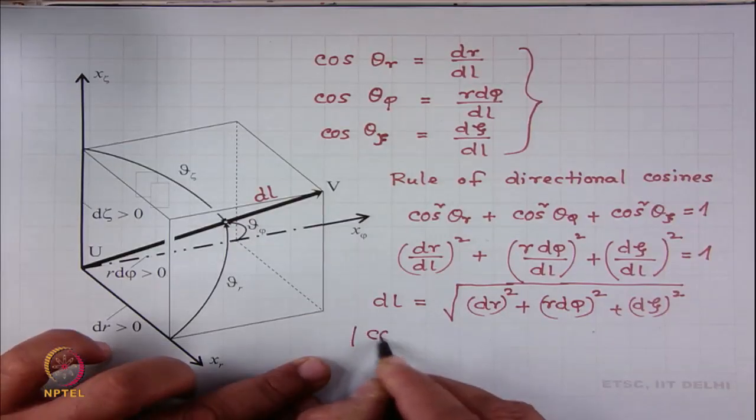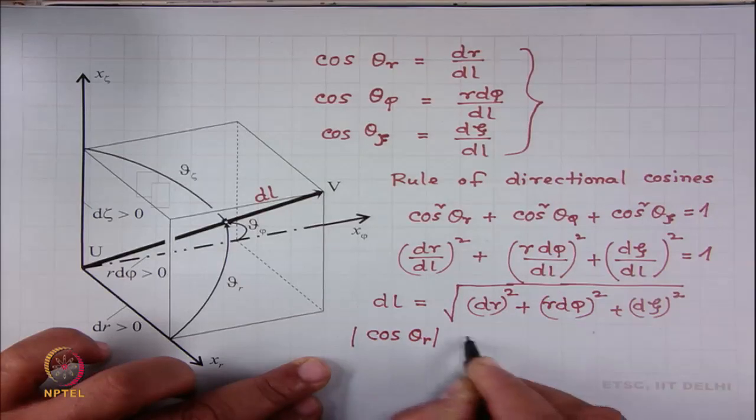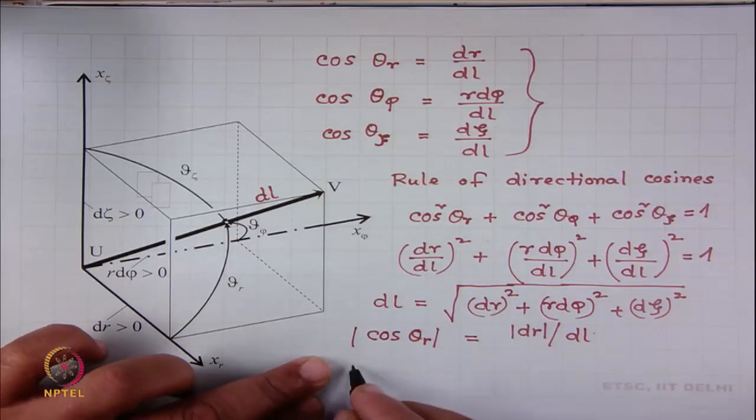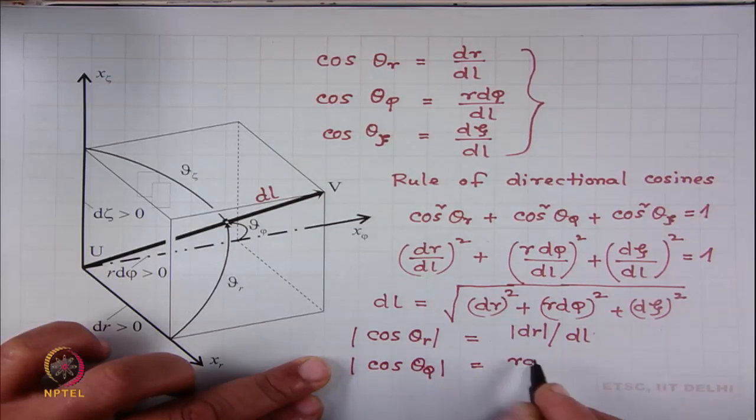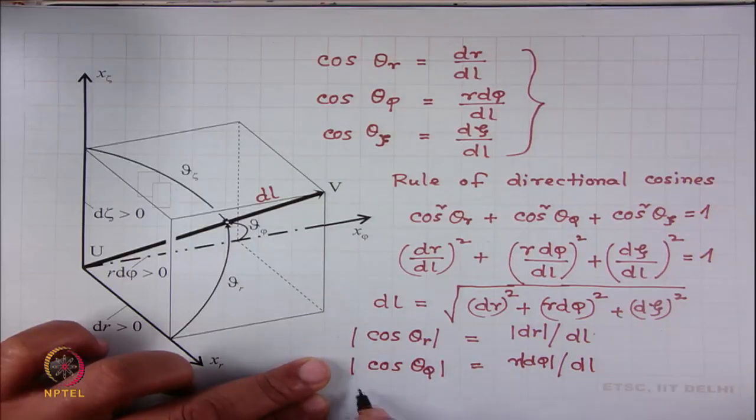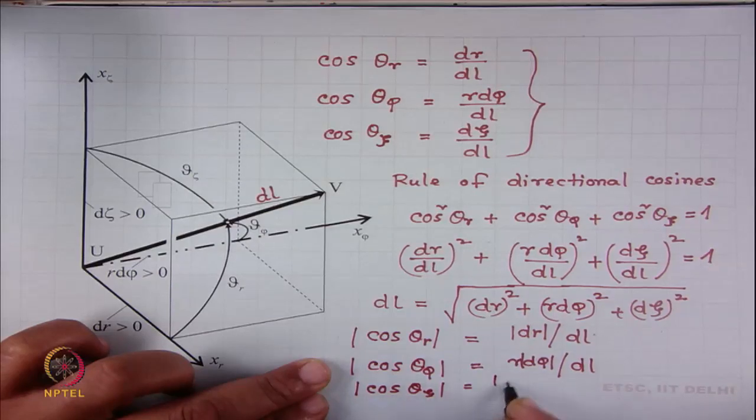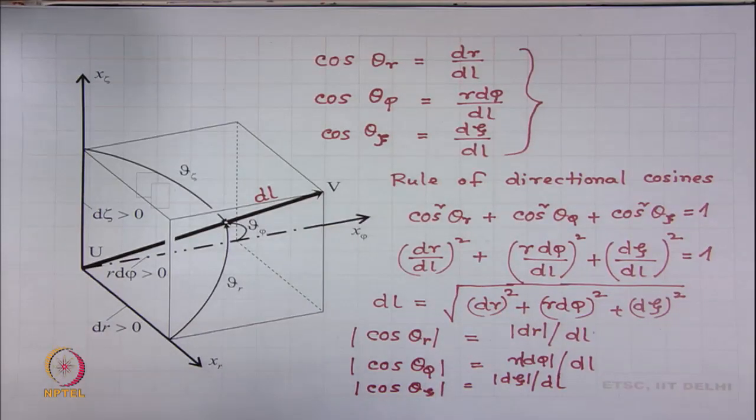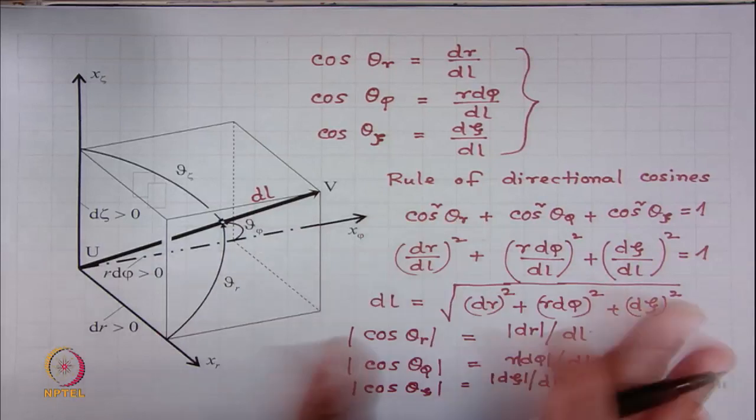So, we write in terms of absolute value: cos theta r is dr by dl, cos theta phi is r d phi by dl, and the absolute value of each is equal to the absolute value of the numerator divided by dl. dl always stands for positive, right. These expressions we will use later on.